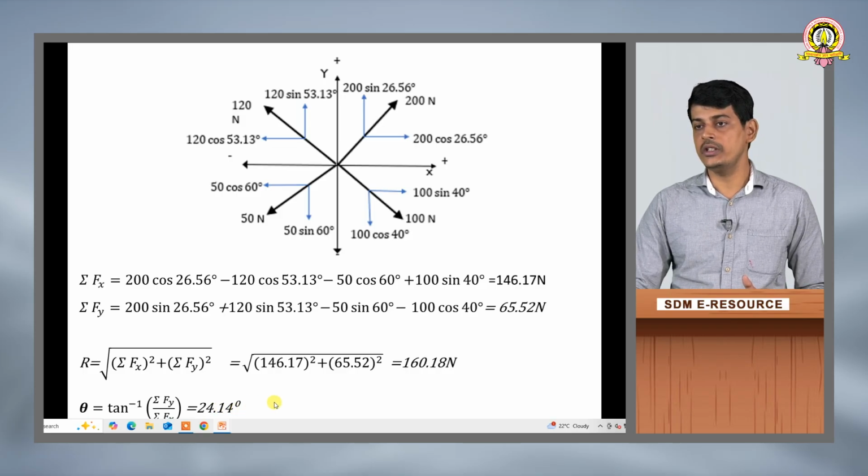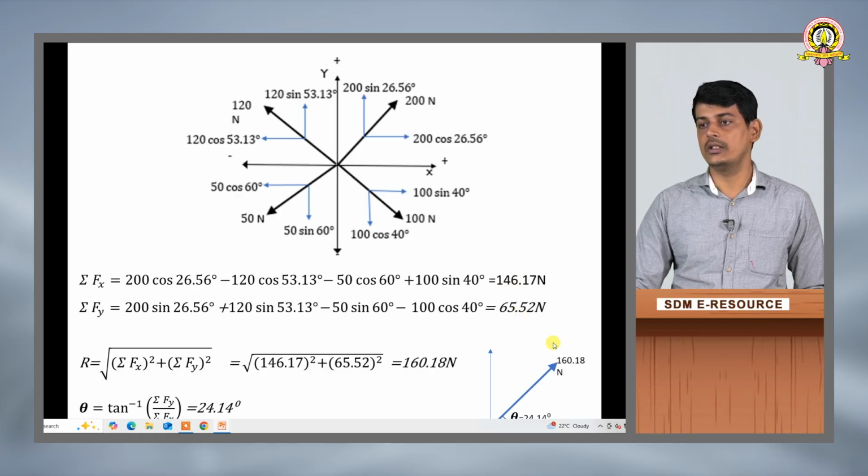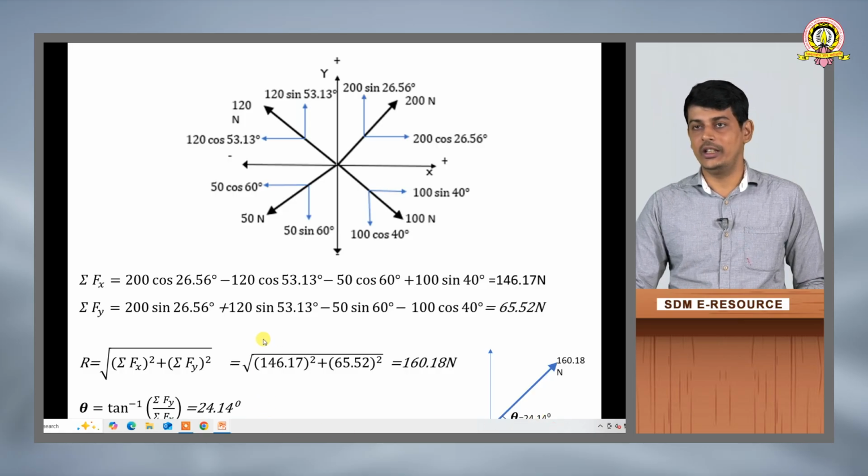It is still not sufficient; we need to represent it graphically. The summation of F of x is positive as well as the summation of F of y, so the resultant force falls in the first quadrant. The resultant is 160.18 Newton, and its angle is 24.14 degrees. Thank you.